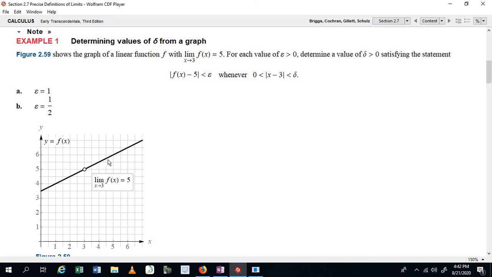I think you can see as you approach 3 from the right-hand side, the y value is getting closer to 5. And if you approach 3 from the left-hand side, it's also getting closer to 5. So the two-sided limit would also be 5. So we know this limit is equal to 5 as x gets closer to 3. But let's look at the formal definition, the epsilon delta definition of the limit.